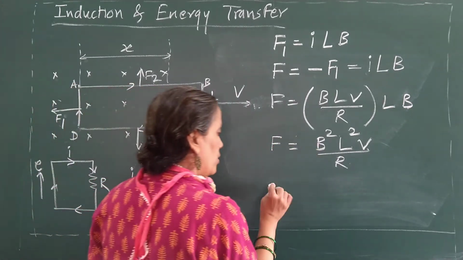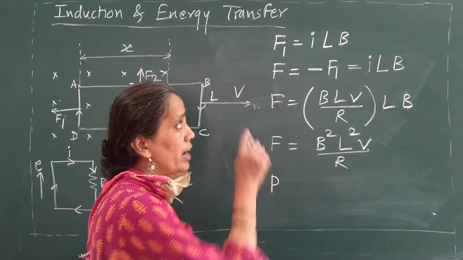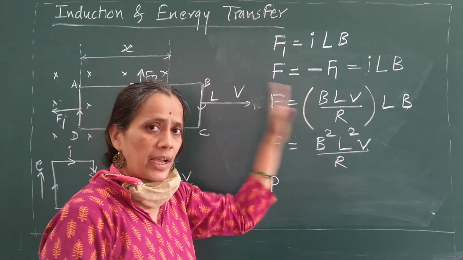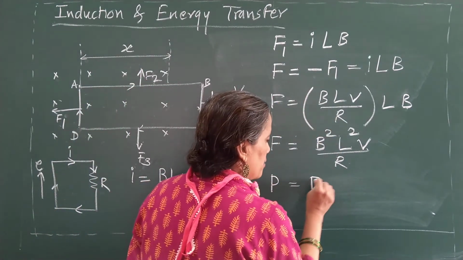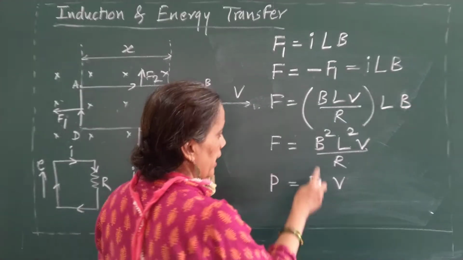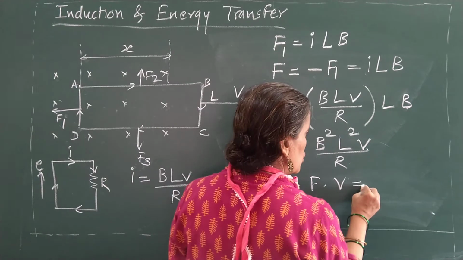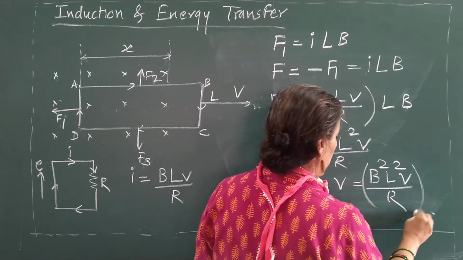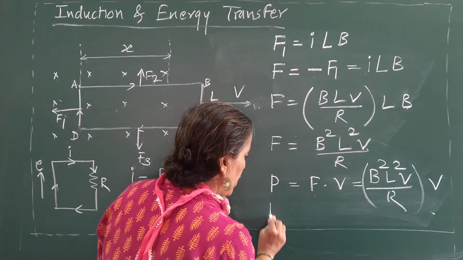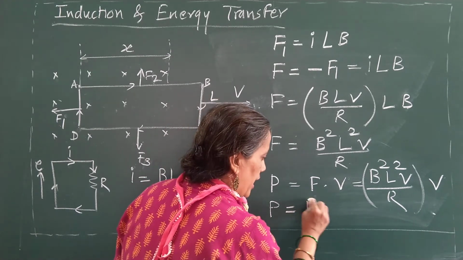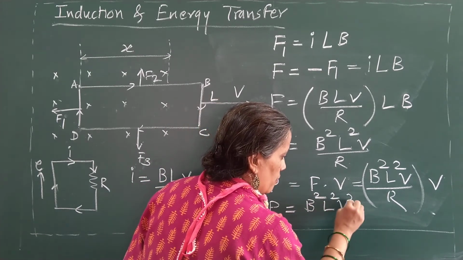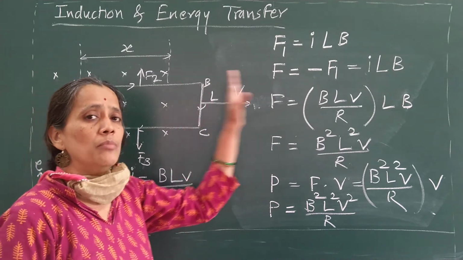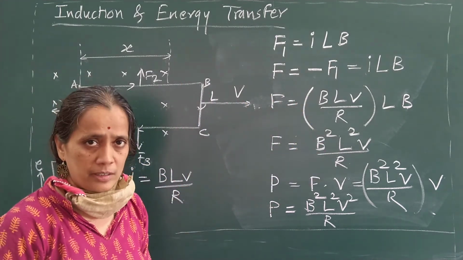Now we have previously seen that the mechanical work done per unit time to take the coil out of the magnetic field is nothing but F into V. Now I already have this formula of force, so I will substitute it: B square L square V upon R is the value of F, multiplied by V. So this mechanical power can be written as B square L square V square upon R. Due to that mechanical power, we can move the coil through the uniform magnetic field.